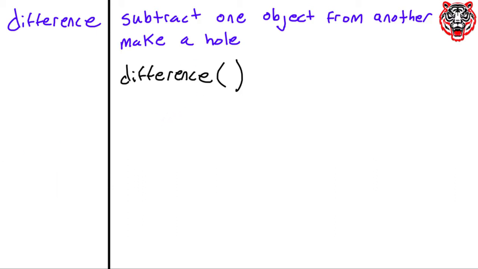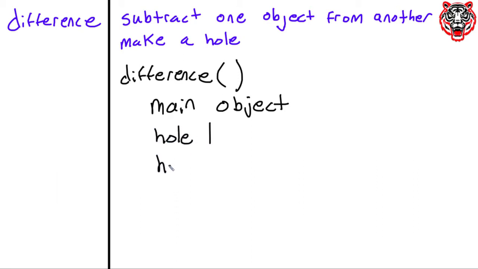And then we'll do some pseudo code here really quickly. So difference, and then you'll have main object, and then a hole. We'll say hole 1, hole 2, hole 3, etc., etc., etc. So the first thing that you're doing is the main object. Everything after that will be considered a hole that you're punching out of that object. It's a super Falcon punch because it punches out perfectly.